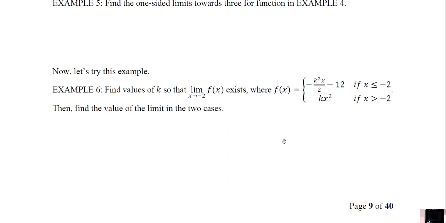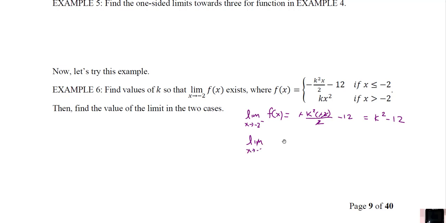So let's try this example here. It says find values of k that will make the limit as x approaches negative 2 exist. So we need the left-hand limit and right-hand limit to be equal. So what is the limit as x approaches negative 2 from the left of f of x? That means we would be following the top rule, and the top rule would be giving us negative k squared multiplied by negative 2 over 2 minus 12. Cancel the negatives, cancel the 2's, and it looks like we're getting k squared minus 12. So the limit from the left is k squared minus 12.